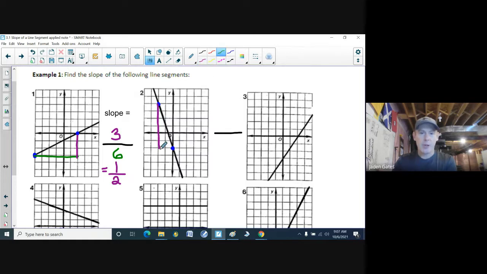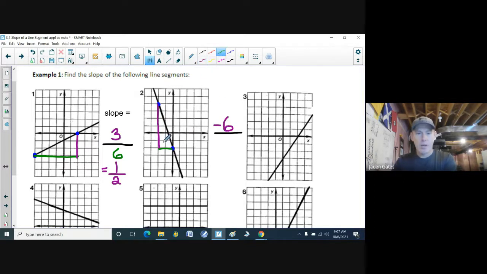And then I'm going to go over. All right. So now I'm counting my rise, or not lack of one. So let's see here. I count 1, 2, 3, 4, 5, 6. 6 down. So because it's down, I'm going to put a minus sign.